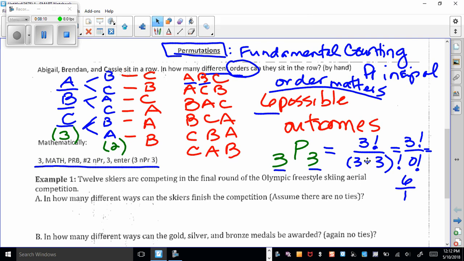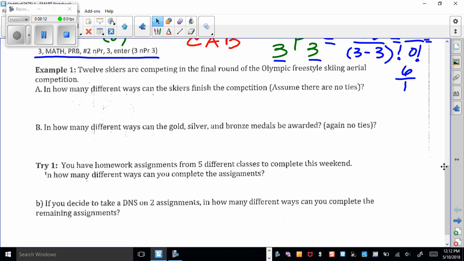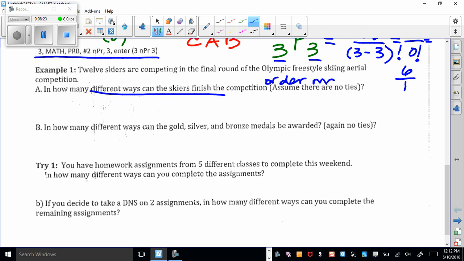Okay, so now we have our 12 skiers competing in the final round of the Olympic freestyles. It says how many different ways can they finish? So that means order matters. It makes a difference if you're 3rd or 1st, if you're 1st or last. Especially if you've been doing all that training. So how many different ways?